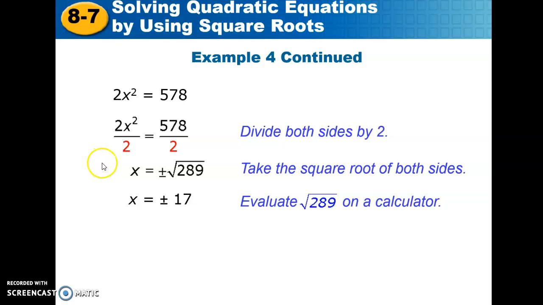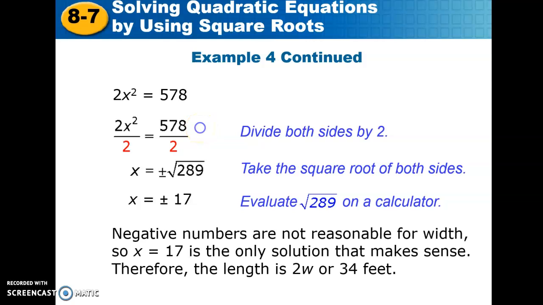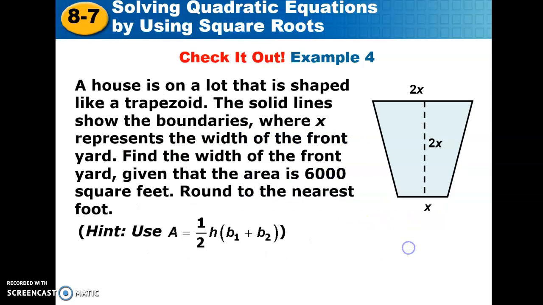Now, we're talking about length and width and area. Can you ever have a negative? No. So in this case, all we care about is positive 17. X is positive 17, but we're trying to find length. So we're going to take 2 times that number to get 34 feet. Okay, so make sure you're understanding what the question's asking you. So when you solve for something, if you're solving for width, but they want length, you're going to have to go back and plug it in to find out. Okay.